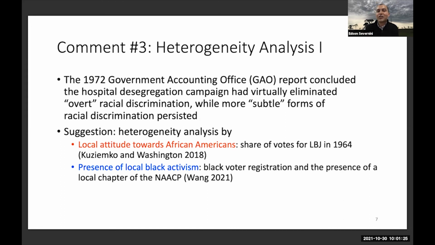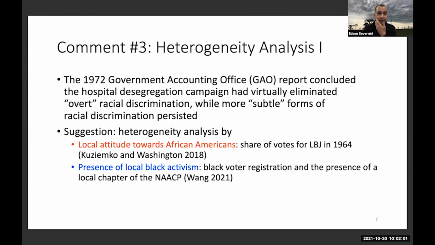Also, as Mark mentioned, there was this GAO report concluding that hospital desegregation had virtually eliminated the overt racial discrimination, while more subtle forms of racial discrimination persisted. So I wonder if there would be ways to see whether local attitudes towards African Americans, or even the presence of local Black activists, would potentially be changing the results. Maybe the average is zero effects, but depending on the local attitudes, this might have reinforced a pattern that they should be less discriminatory towards African Americans. So again, there is variation coming from politics here.